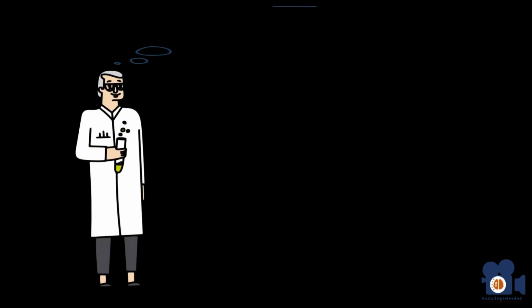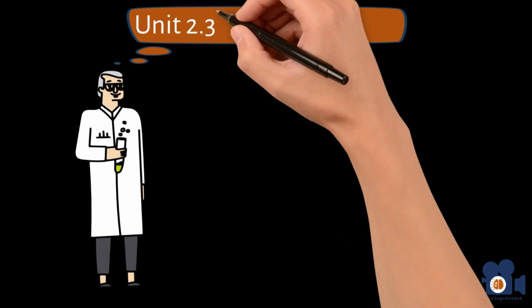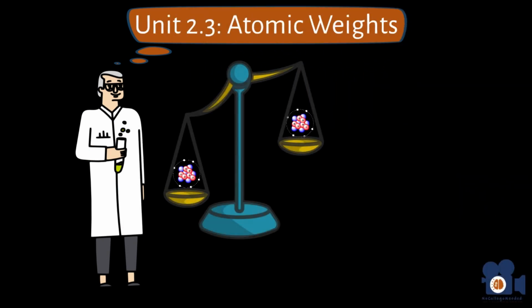Today we're delving into Unit 2.3 of the first half of General Chemistry, which goes over atomic weights. Atoms are technically small bits of matter, so therefore they have mass. However, atoms of different elements do not always weigh the same.